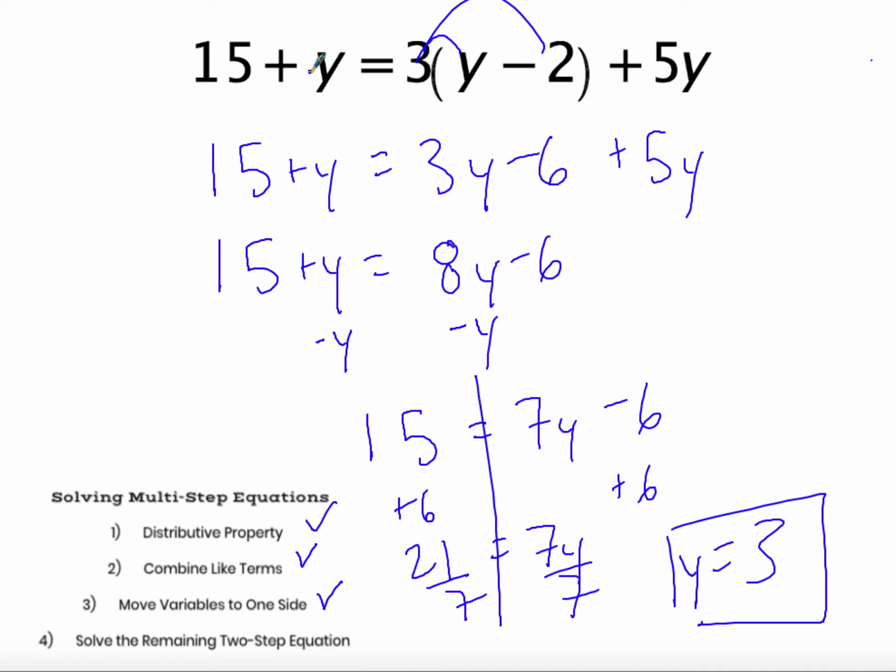15 plus 3 is 18. 3 minus 2 is 1. So 3 plus 5 times 3 is 15. 3 plus 15 does equal 18, and that does work.